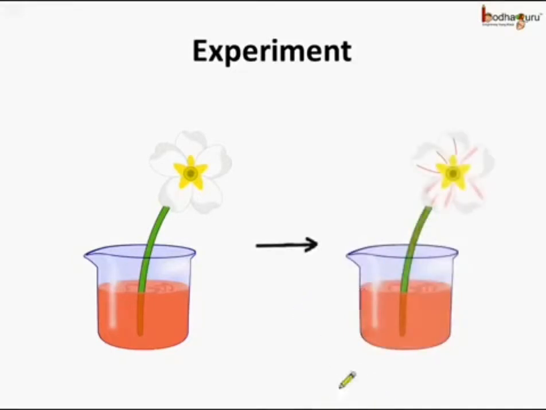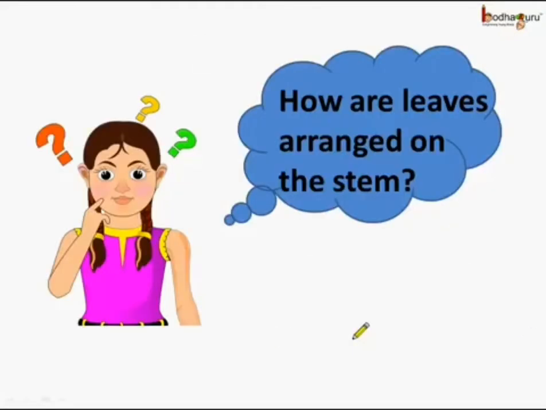In the morning, you will see there are certain red patches on the white flower, even on the stem. What happened? There are small tubes inside the stem which conduct the water, which is the colored water here, to the other parts of the plant, and hence this white flower has red spots on it, and same with the stem. So this is the way the stem conducts water and also the dissolved minerals in it to the other parts of the plant. Now you might be thinking, how are the leaves arranged on the stem?